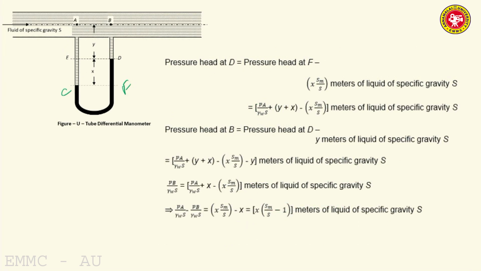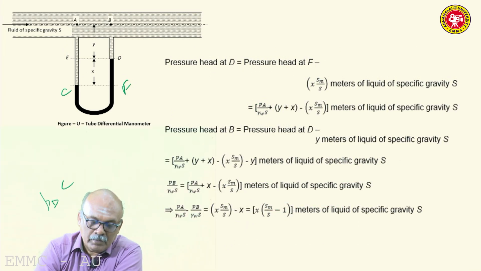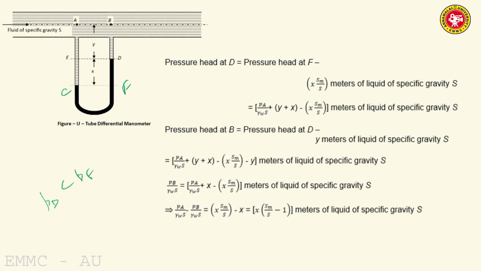So, pressure at D will be less than pressure at F, because D is above F. So, pressure head at F minus the pressure due to the column of manometric liquid of specific gravity SM. We are expressing all pressures in terms of pressure head, that is, equivalent column of fluid of specific gravity S.